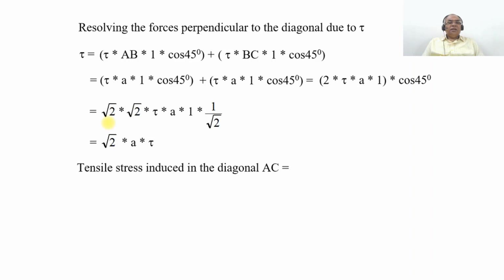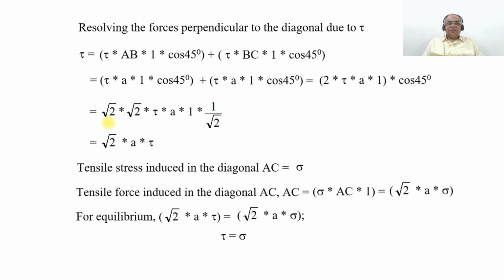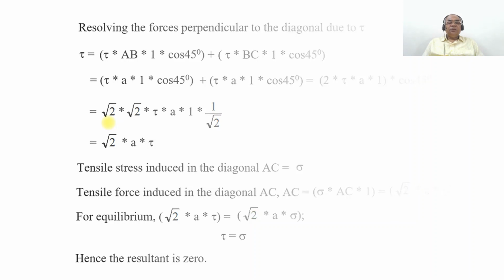Therefore, the tensile force induced in the diagonal AC will be equal to sigma into AC into 1. What is AC? That is root 2 into A, so the force is root 2 into A into sigma. For equilibrium, root 2 into A into tau will be equal to root 2 into A into sigma. Cancelling on both sides, tau will be equal to sigma. Hence, the resultant will be equal to 0.